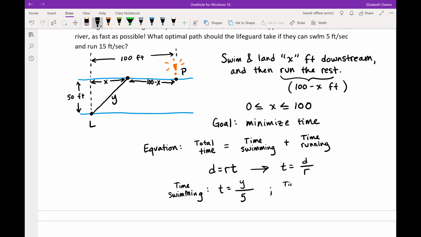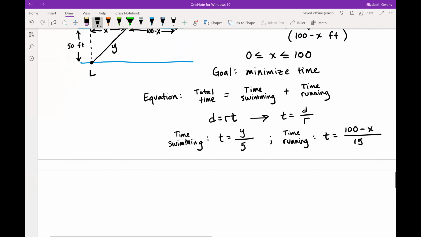And then for the time running, we'll do a similar thing. The distance that they're going to be running is right here along the shore of the river. And we can see that that distance is 100 minus X feet. So 100 minus X, and divide that by their rate for running, which is 15 feet per second.